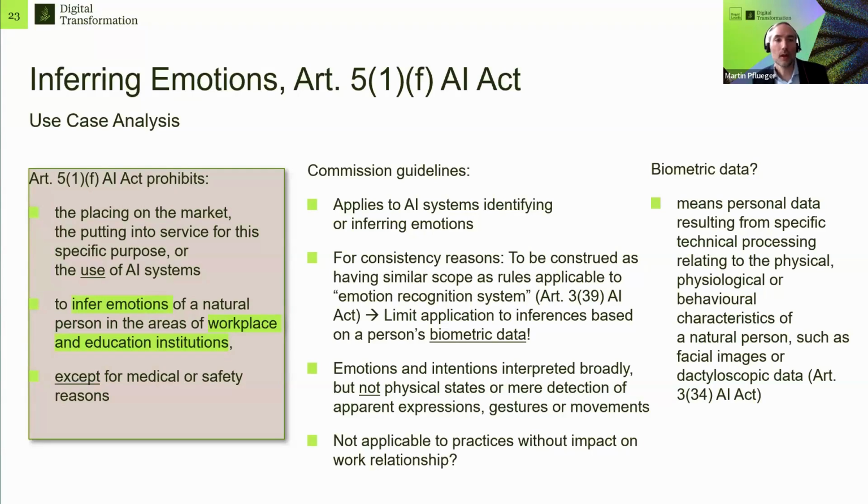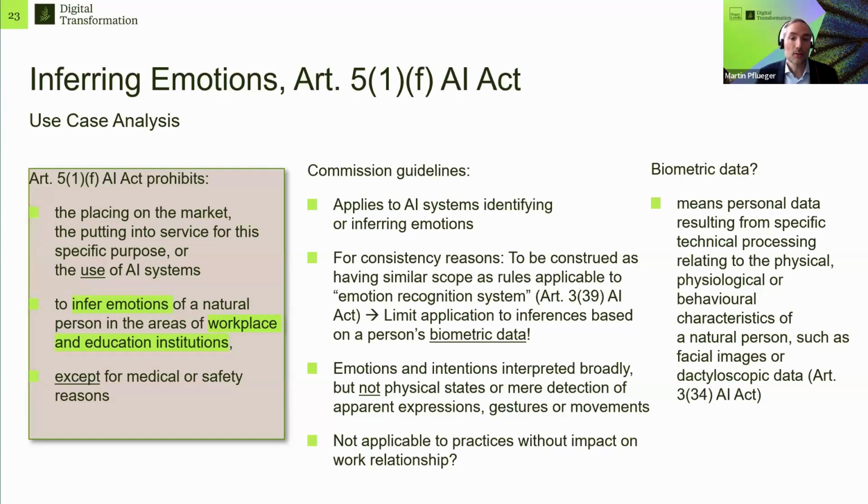So coming back to our use case for Alpha, where it analyzes the written text of employees, no biometric data will be involved, and Alpha will generally fall outside of the scope of the prohibition. To the extent it analyzes the keystrokes, eye movements, or other physical and physiological behavioral characteristics of its employees, it will potentially fall within the scope of the application of the general prohibition.